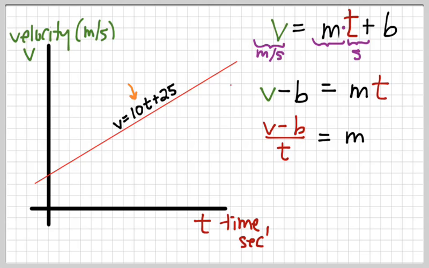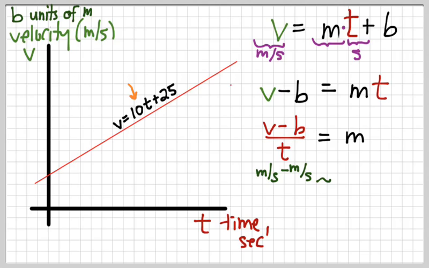I have to do is put in what are the units for v, b, and t on the left-hand side. Well, what were the units for v, the velocity? Meters per second. Now, if I'm subtracting b from v, what units did b have to have? If I'm going to subtract these two quantities, what has to be true about their units? Units have got to be the same. So b will also have units of meters per second.